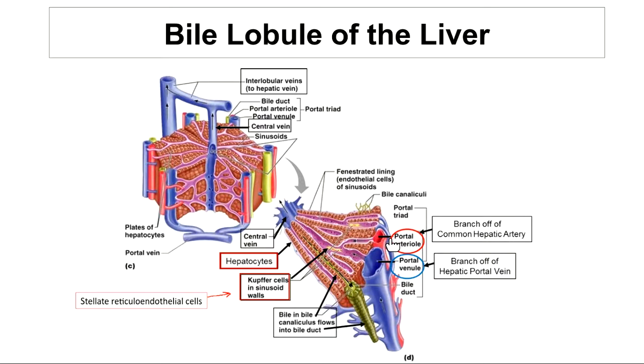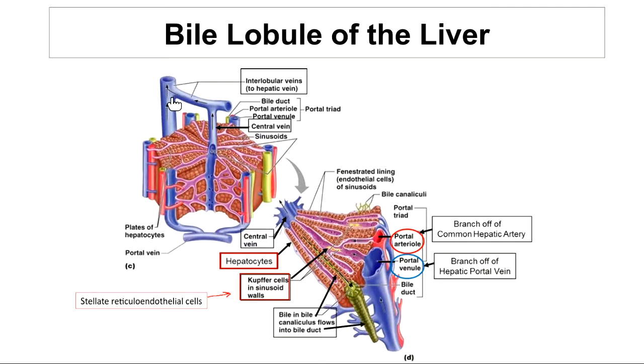The hepatic portal vein, H-E-P-A-T-I-C, second word portal, P-O-R-T-A-L, vein carries deoxygenated blood containing nutrients from the digestive tract. So they're both going over here to the liver. The hepatic vein empties blood from the liver into the inferior vena cava. So after all this blood is filtered by the sinusoids and it goes to the central vein there, you see the central vein on the picture on the left, it says interlobar veins to the hepatic vein. All those are going to form the hepatic veins which empty from the liver into the inferior vena cava.